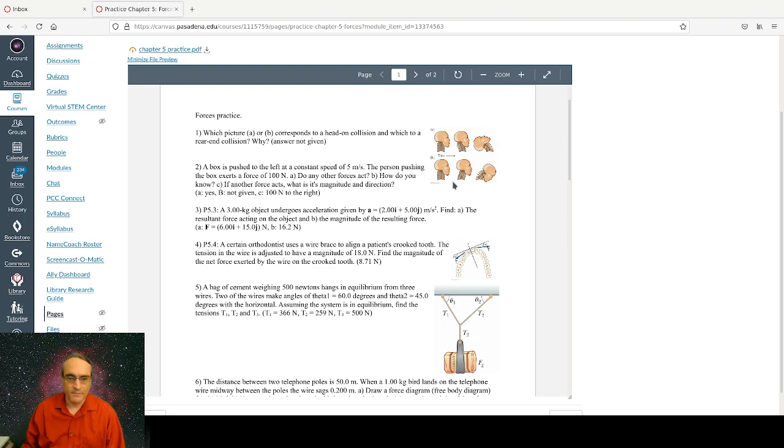Okay, the other one to look at here is the second question. A box is pushed to the left at a constant speed of 5 meters per second.